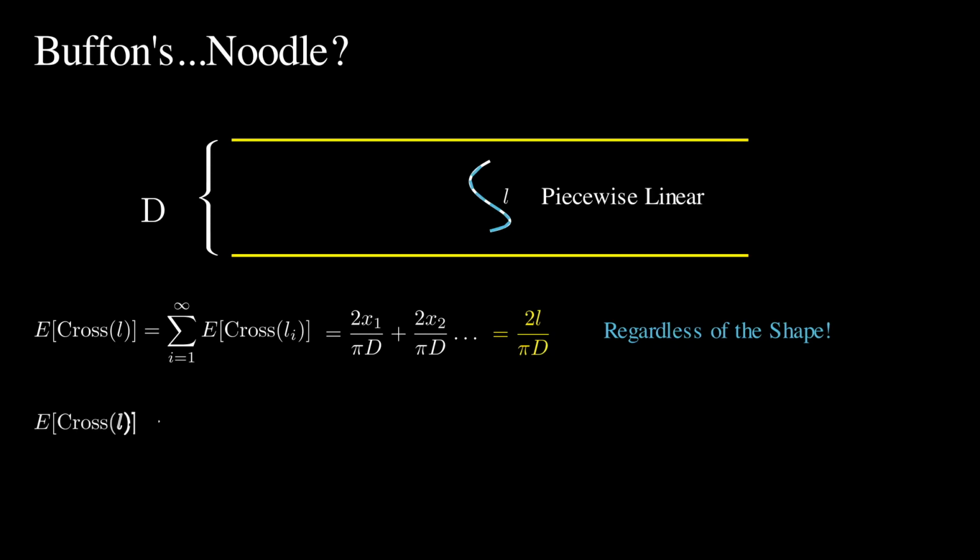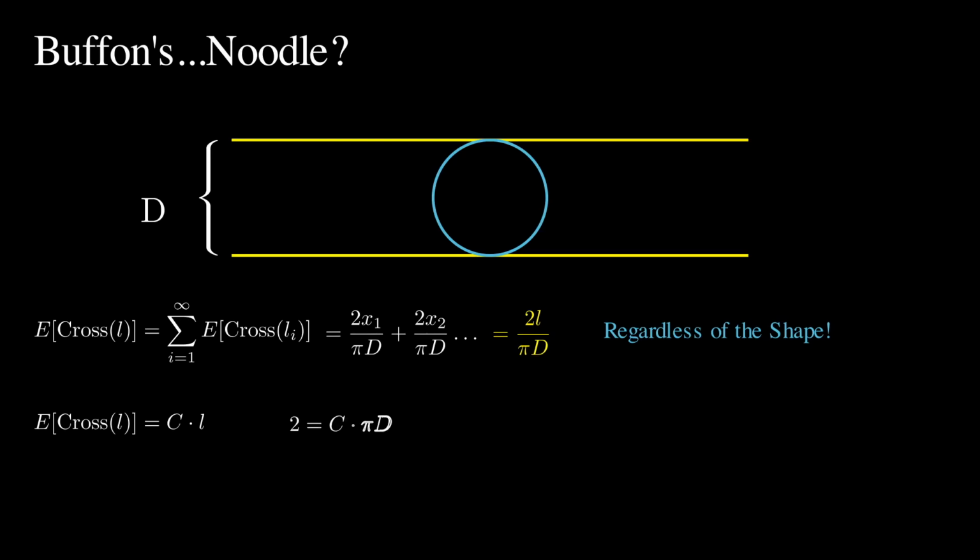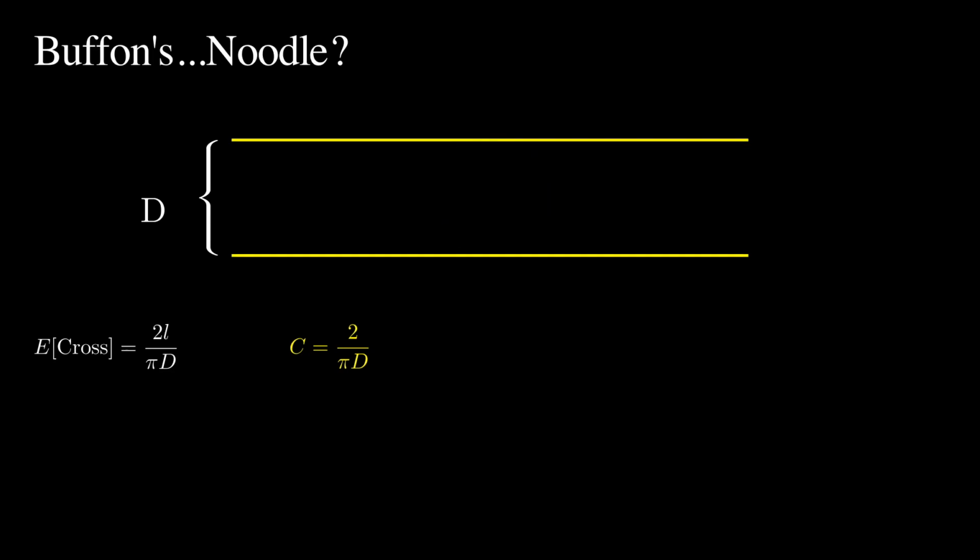Since we know that the expected number of crossings is a function of the length, we can write it as some constant c times the length, where we pretend to not know that the constant is 2 over pi d. If we had some shape where we knew the expected number of crossings as well as its length, we could solve for c. A circle with diameter d will have exactly 2 crossings, no matter what angle and where it falls. And its length, or its perimeter, is simply 2 pi r, or pi times d. Solving for the constant, we can see that c equals 2 over pi d.